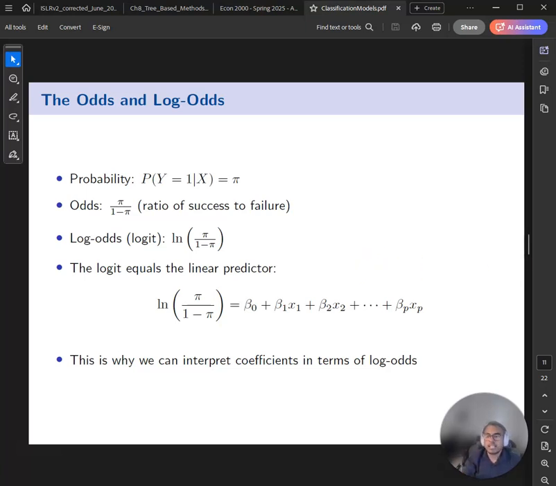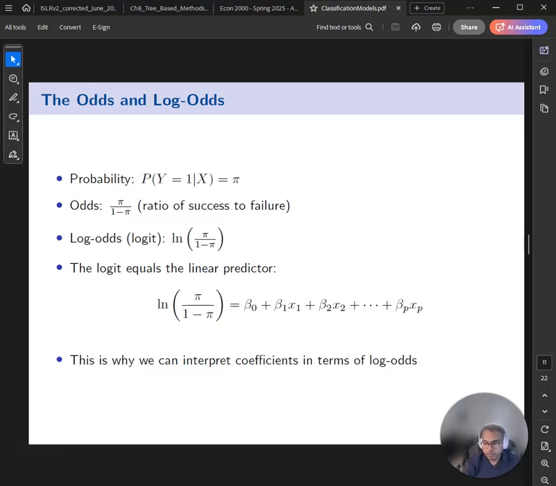To really understand how to interpret logistic regression, we need to talk about odds and log odds. Let's say the probability of an event occurring is pi. That is, probability y equals 1 given x is equal to pi. The odds of that event are defined by pi divided by 1 minus pi. This is the ratio of success to failure, or in betting terms, it's like saying the odds are 3:1, meaning 3 successes for every 1 failure.